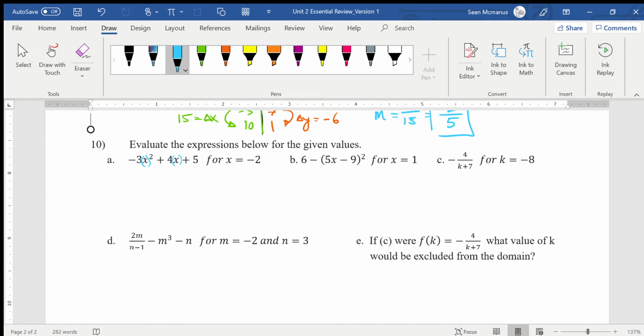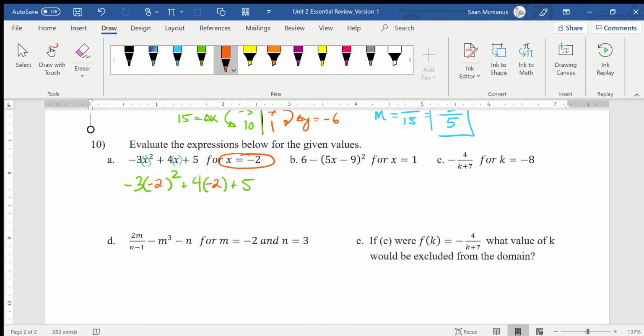So I'm going to have negative 3, there's my parentheses, the x is inside there, x squared plus 4x plus 5. That's my expression I rewrote. There's no equal sign, so it's not an equation. And I'm going to plug in x equals negative 2. So all the x's, I'm going to substitute in negative 2.